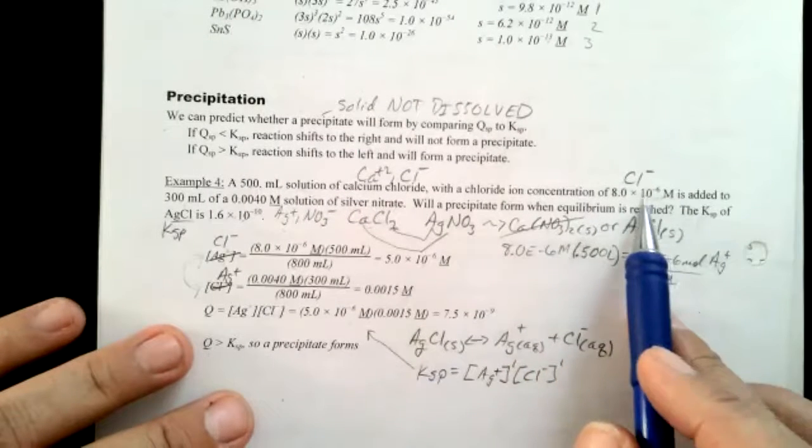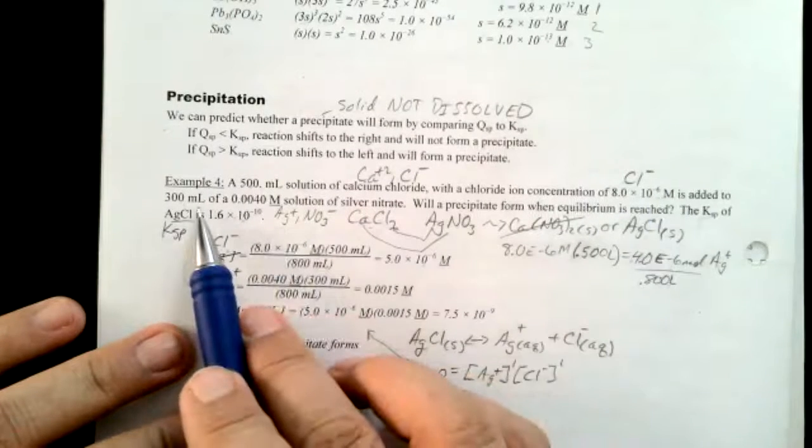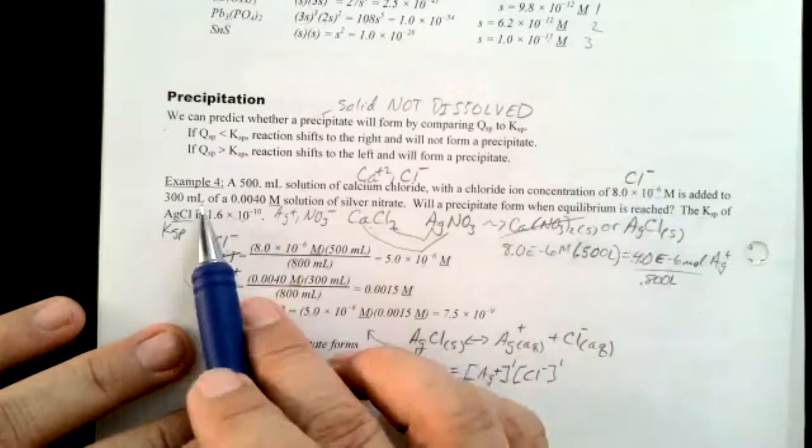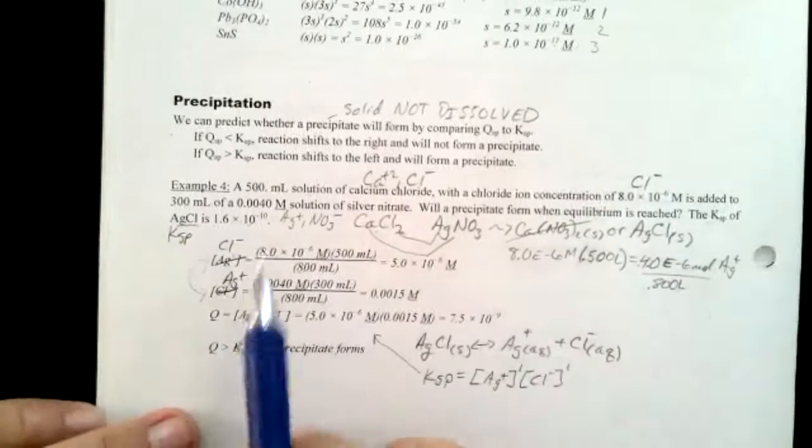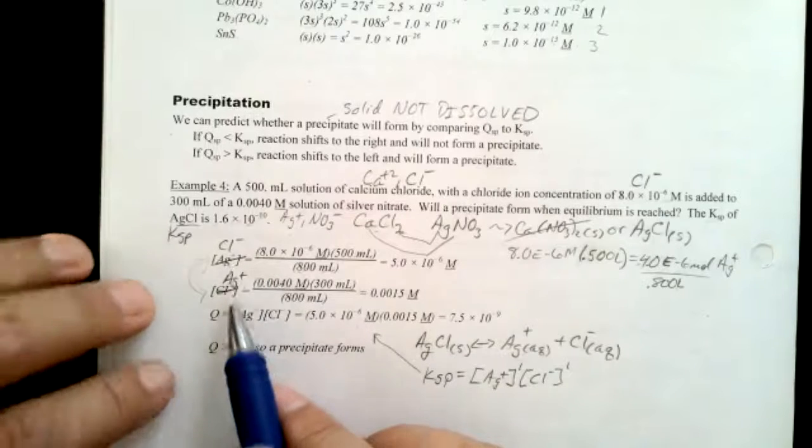We have a certain molarity and a certain amount, and a certain molarity and a certain amount. Will a precipitate form?